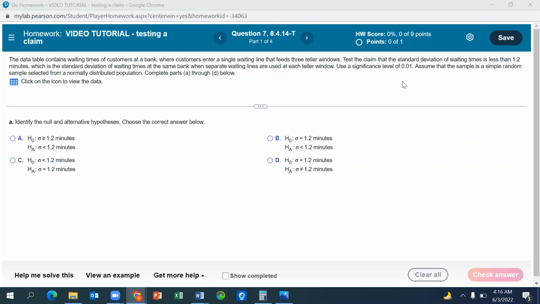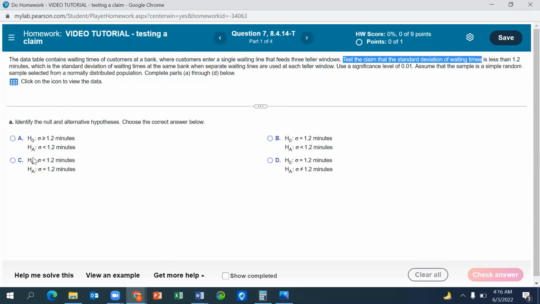So the requirements are met here, and we are testing a claim about a standard deviation. And what is the claim? The claim is that the standard deviation of waiting time is less than 1.2. So the claim contains a parameter less than a number. This one must be the alternative hypothesis. So the alternative hypothesis is standard deviation is less than 1.2.